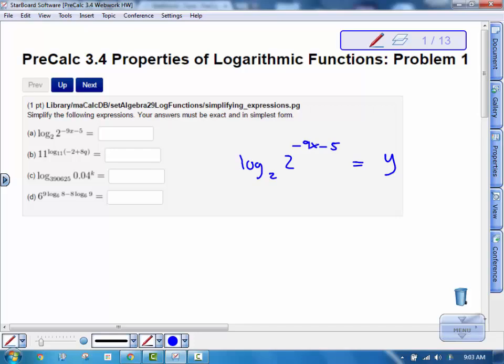I'm going to use y in this case because I don't want to use x. The x is being used right here. But clearly this equals some quantity, we'll call that y. It equals some number. All right, now we'll change it into exponential form, so we'll do base to the exponent equals the argument.